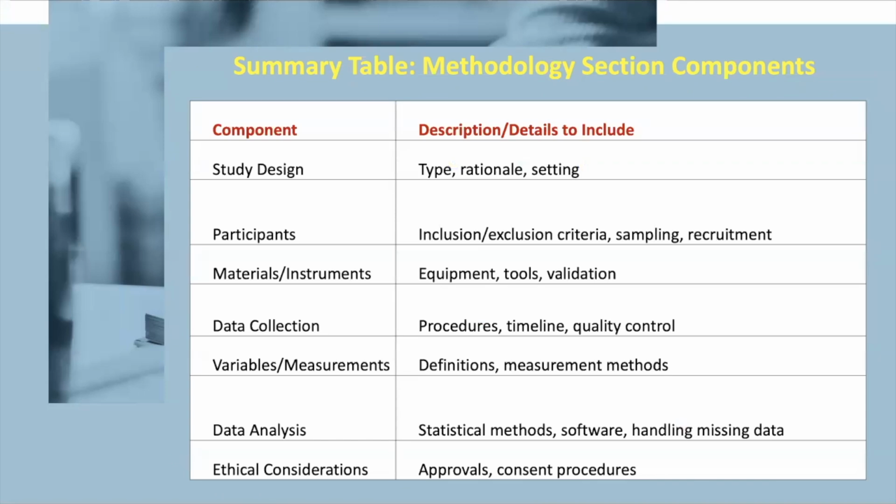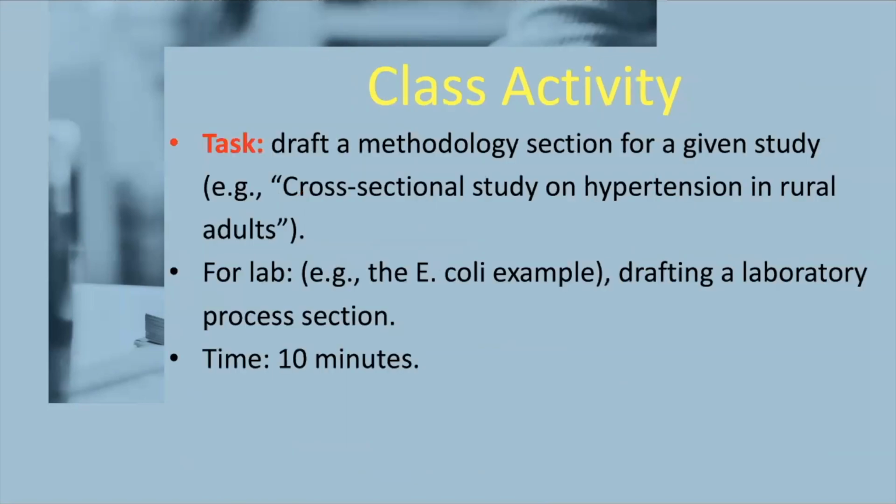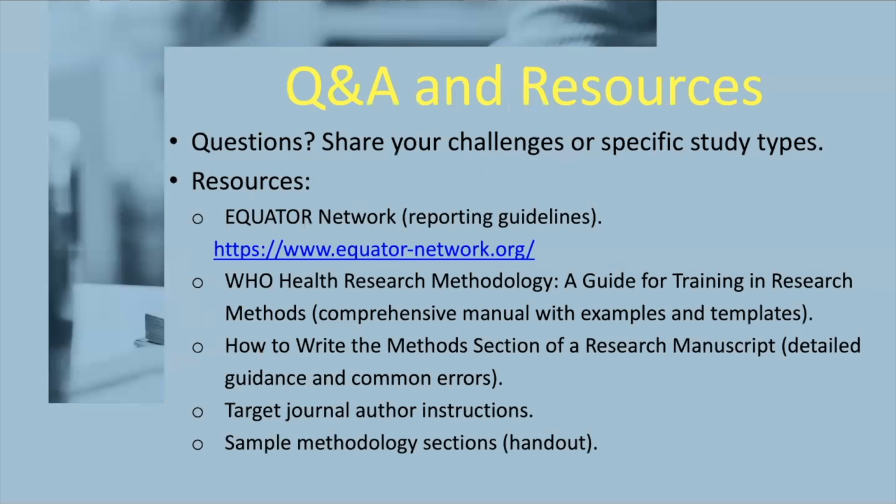Let's have a short activity. Take 10 minutes to write down a methodology section for a given study. For example, a cross-sectional study on hypertension in rural adults. For lab, the E. coli example, drafting a laboratory process section. Here are the resources you can read further.